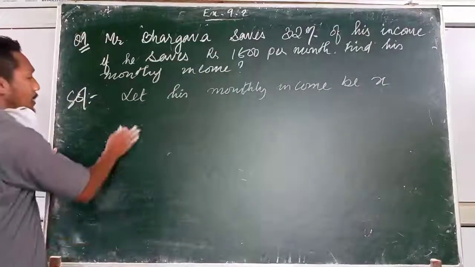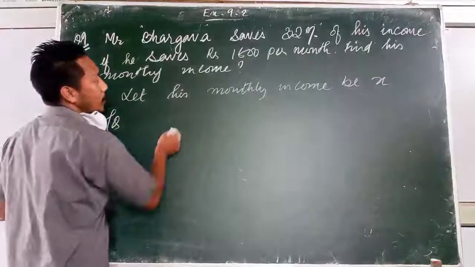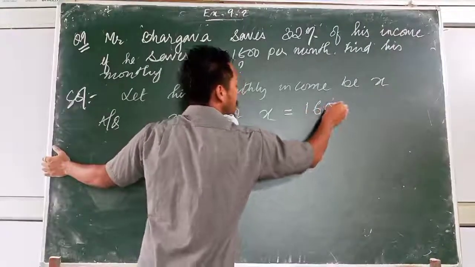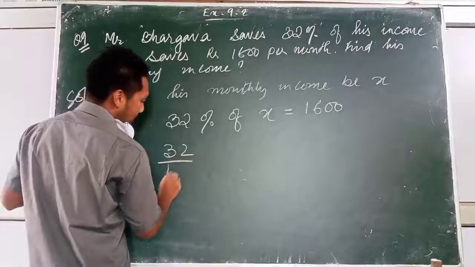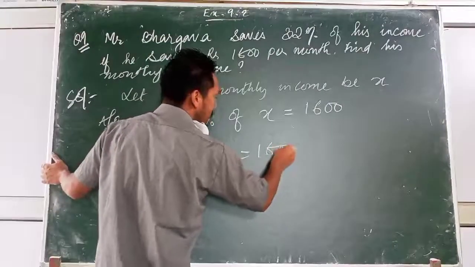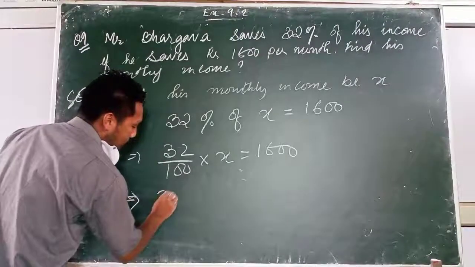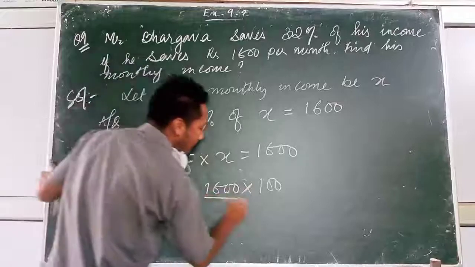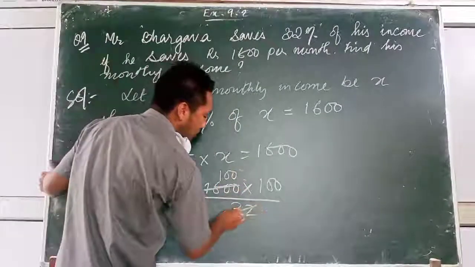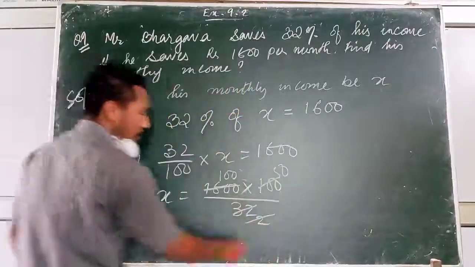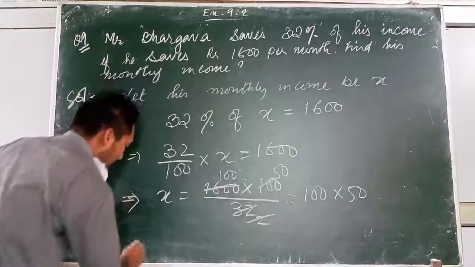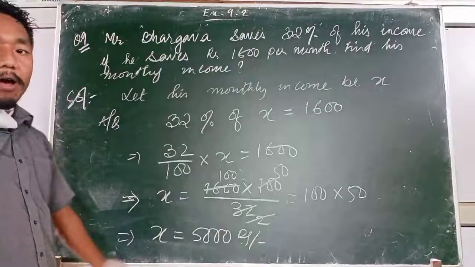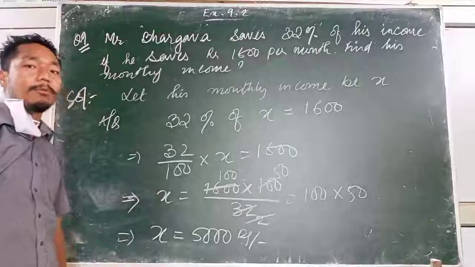According to the question, 32% of his monthly income X is equal to 1600. Which implies that 32 by 100 into X is equal to 1600. Now if I calculate this, X will be equal to 1600 into 100 divided by 32. 16 ones are 16, 16 twos are 32, so the answer is 100 into 50. So his total income X is equal to 5,000 rupees. His monthly income is 5,000.